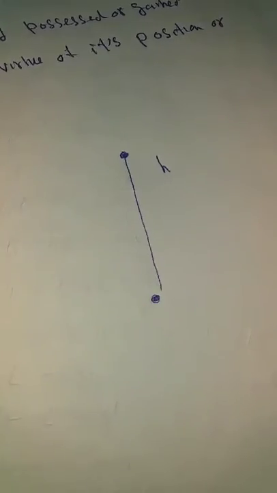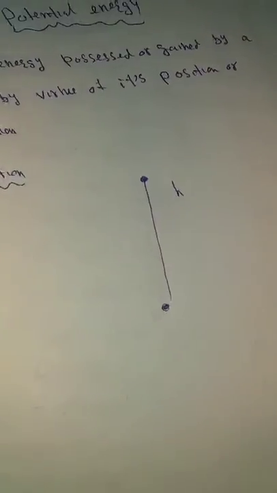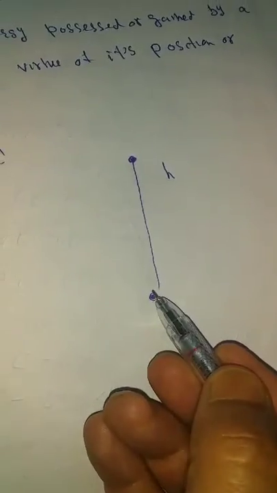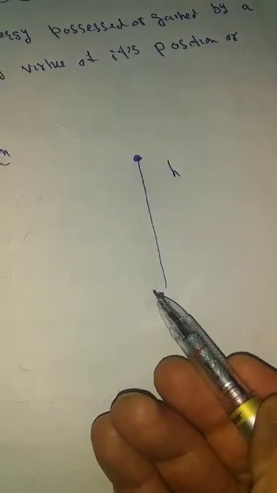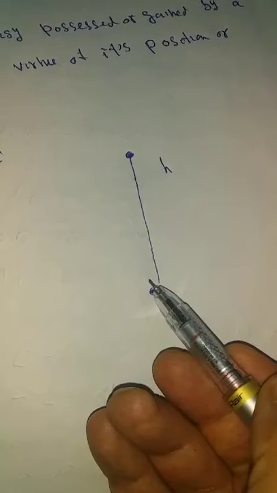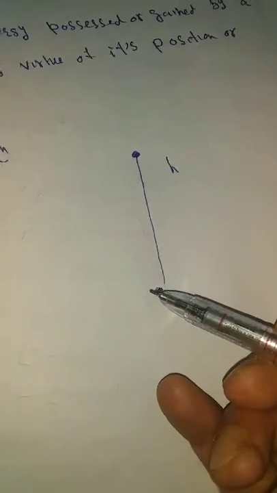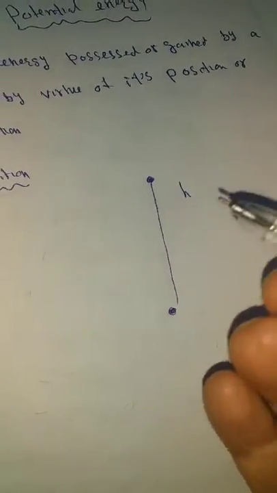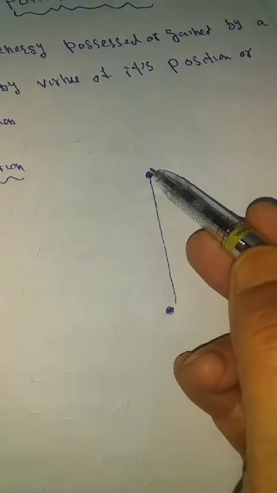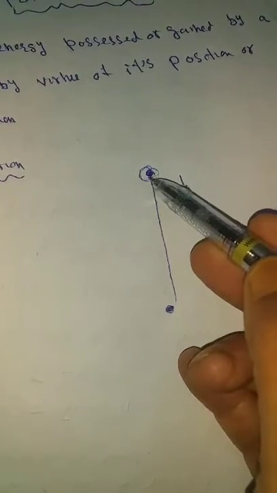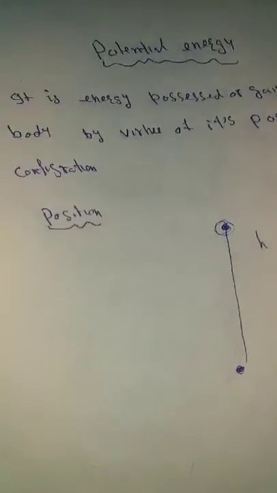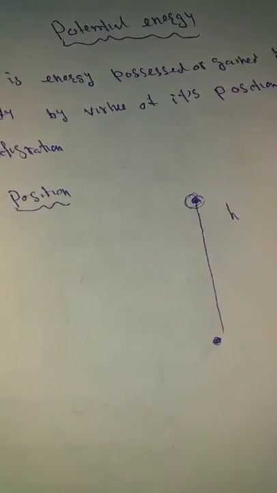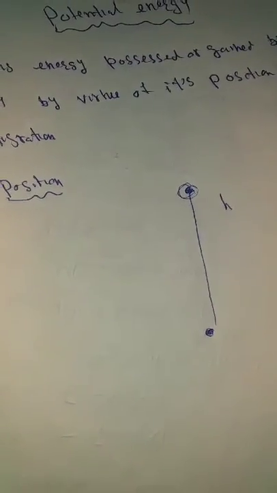How has this stone gained the energy? Basically, I have done work. Work is done when energy is spent on the body. I have spent my energy and raised the stone to height h. That means energy has been transferred from my hand to the stone, and this gain in energy is able to do work. So when we change the position of a body, it is able to do work. I hope you have got it.